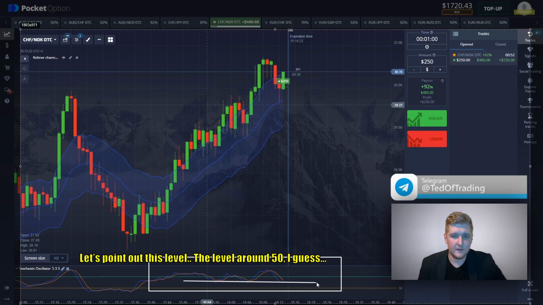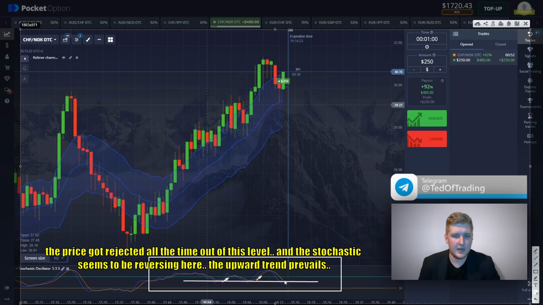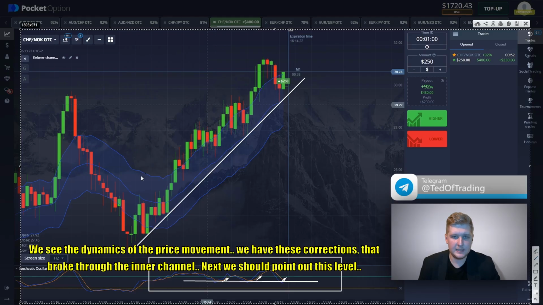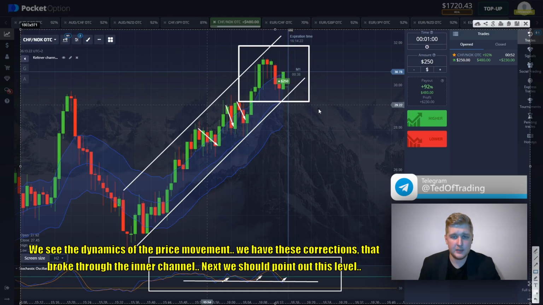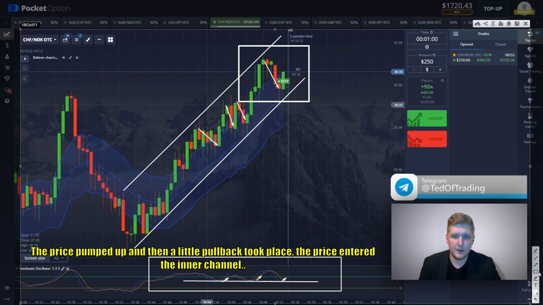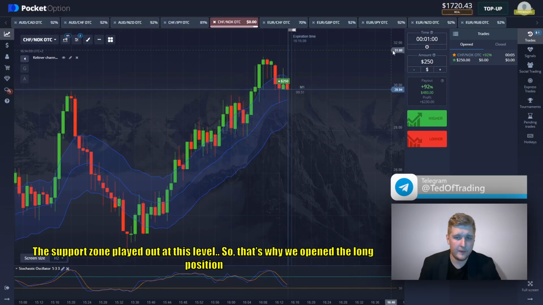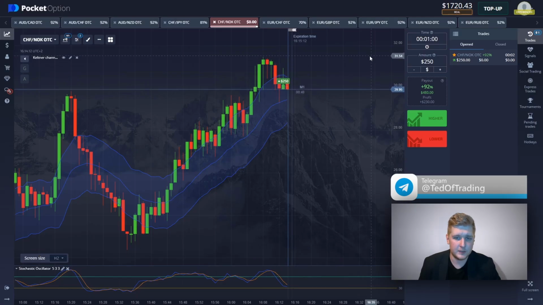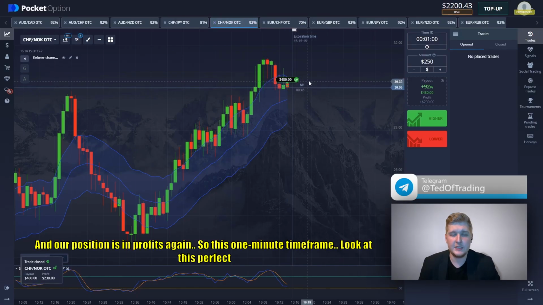Let's point out this level, the level around 50. I guess the price got rejected all the time on this level, and the stochastic seems to be reversing here. The upward trend prevails. We see the dynamics of the price movement. We have the correction, the breakthrough of the inner channel. Next we should point out this level. The price pumped up and then a little pullback took place. The price returned to the inner channel, the support zone played out at this level, so that's why we opened the long position. And our position is in profit, guys.